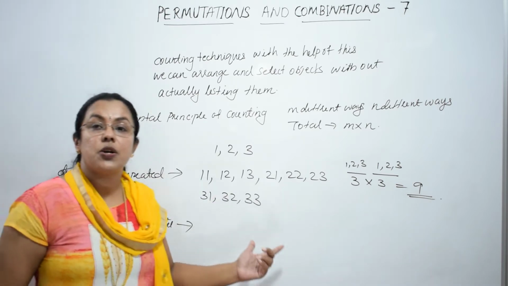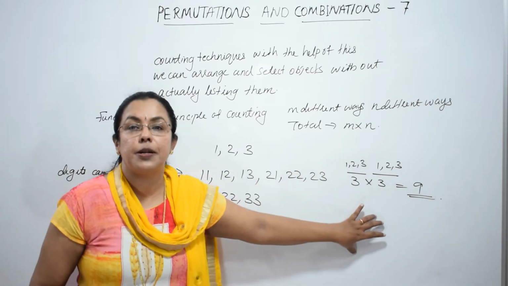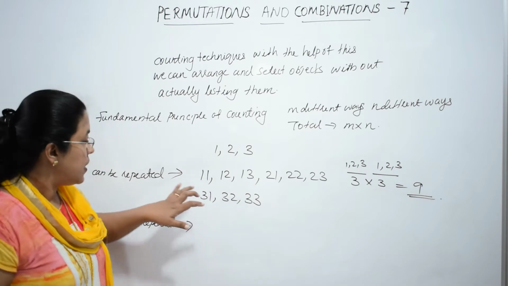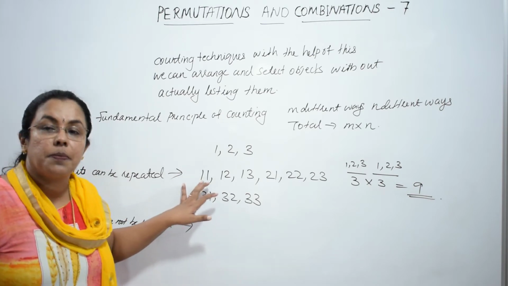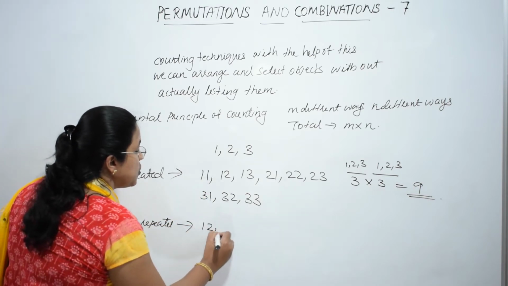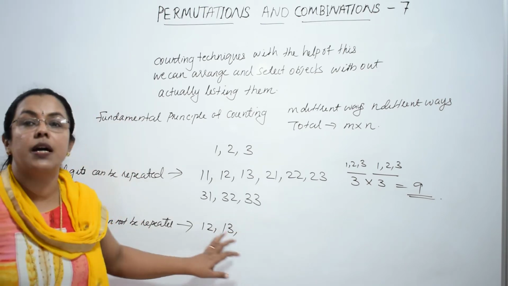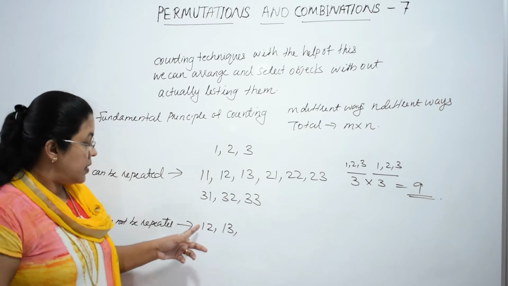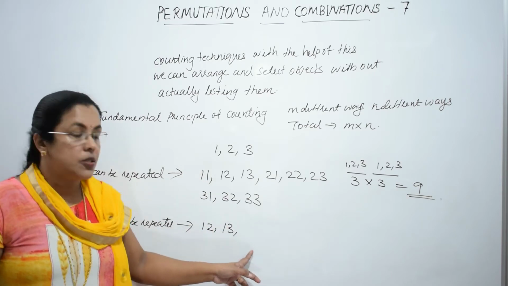First we will list all the numbers, then we will use the fundamental principle of counting. Digits cannot be repeated, so 1, 1 is not possible. 1, 2 and 1, 3 are the numbers possible because digits cannot be repeated.